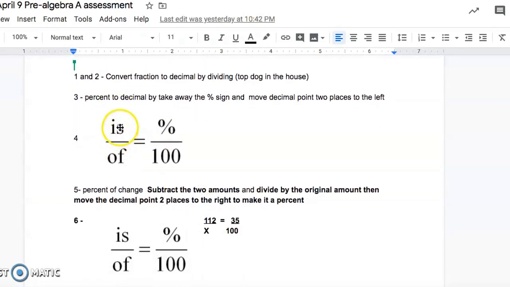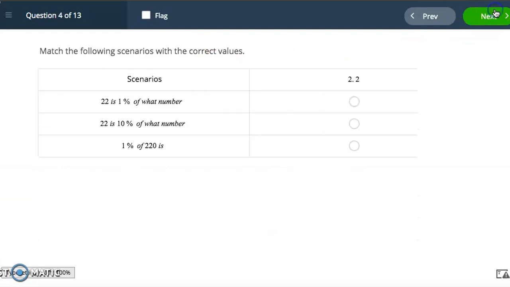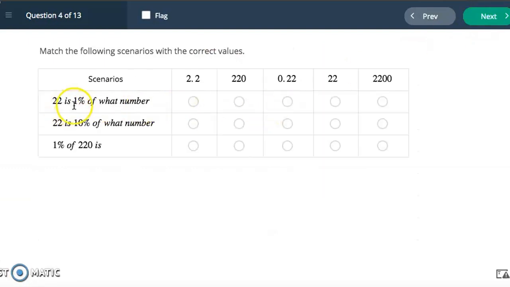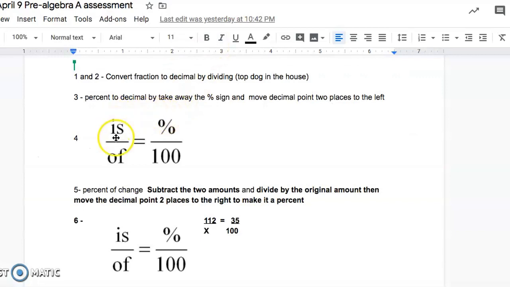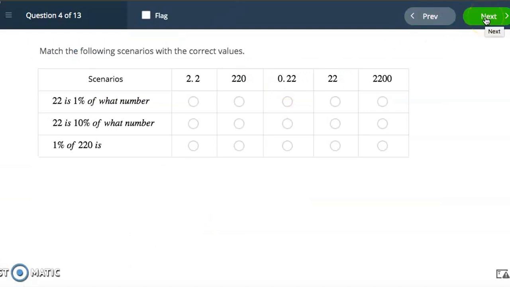Number 4, you're going to be using the percent proportion: is over of equals percent over 100. So the next question: 22 is 1% of what number? 22 is 10% of what number? And 1% of 220 is. So here the X would go here. Match the following scenarios with the correct values. Use the percent proportion. Fill in what you know. Put an X where you do not know something. Solve for X by cross multiplying and dividing.